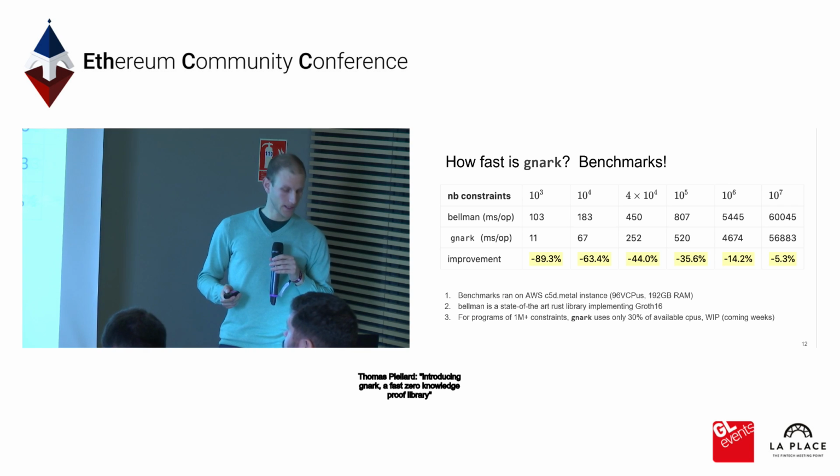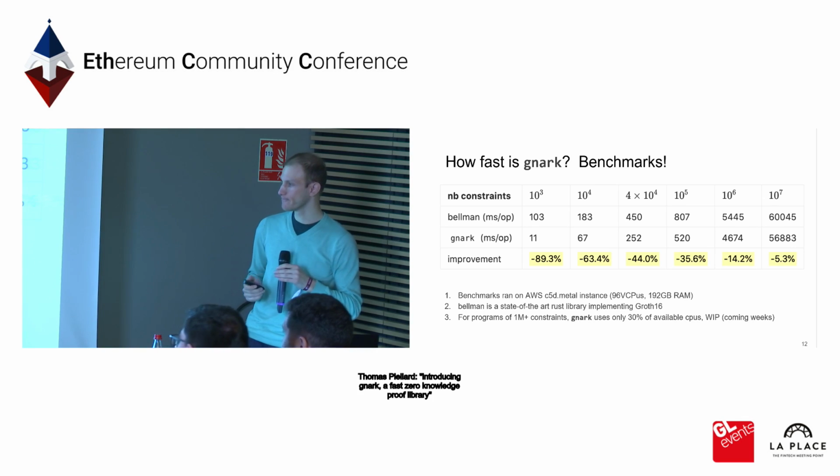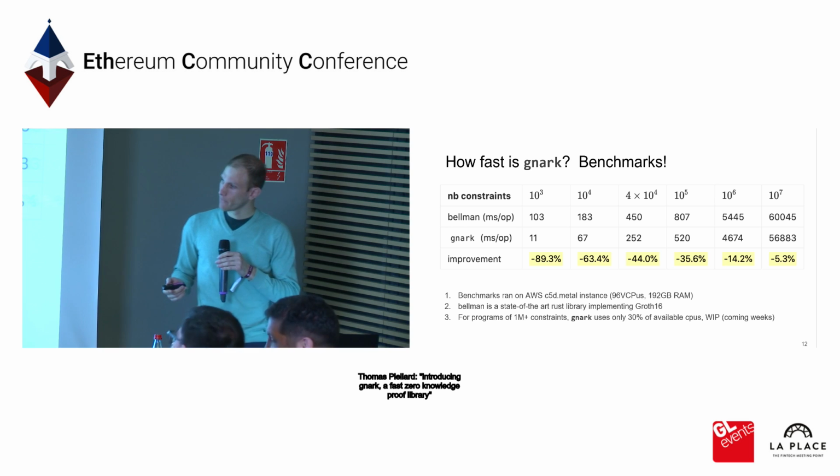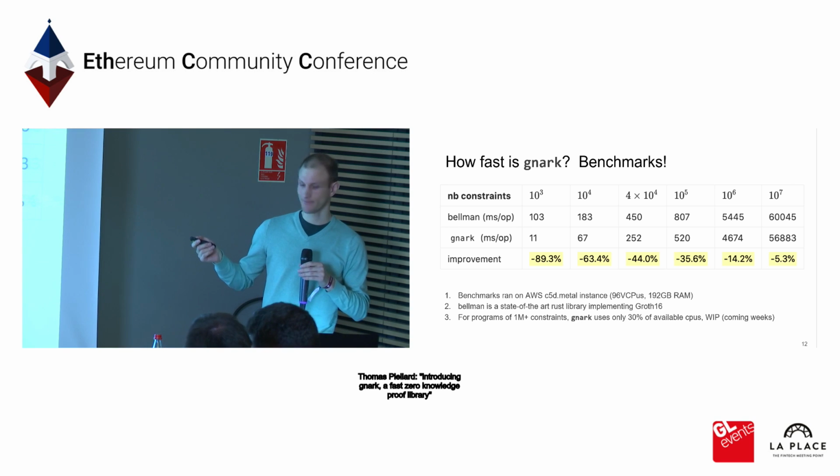Okay, so I claim that gnark is fast, but how fast is it really? To do those benchmarks, we commissioned an AWS instance of 96 CPUs, 192 gigabytes of RAM. And we compare it against Bellman, which is a state-of-the-art zero-knowledge proof Groth16 implementation. So it's logical to compare ourselves to this state-of-the-art implementation. Bellman is in Rust, just so you know. So we commissioned this very large instance to build very large circuits, up to 10 million constraints.